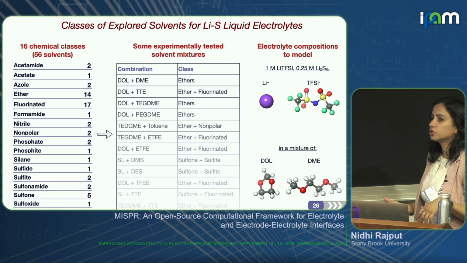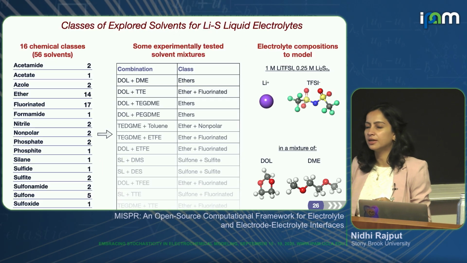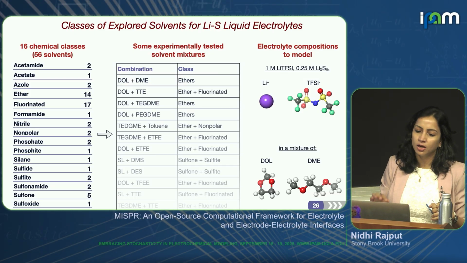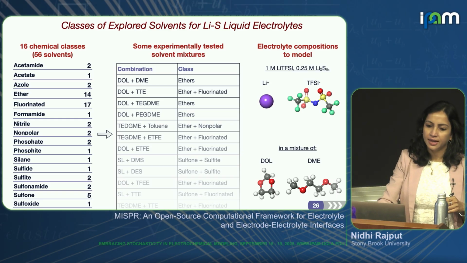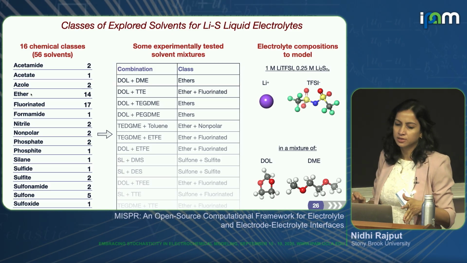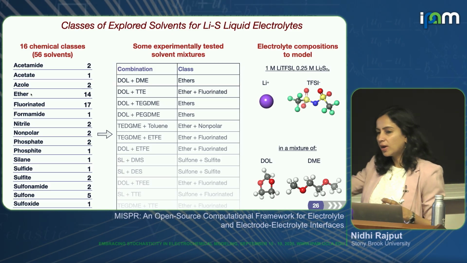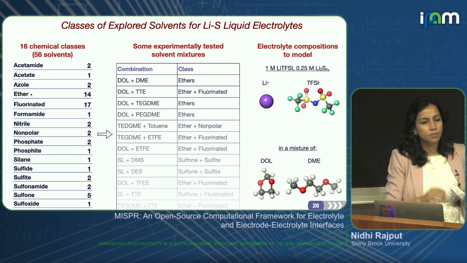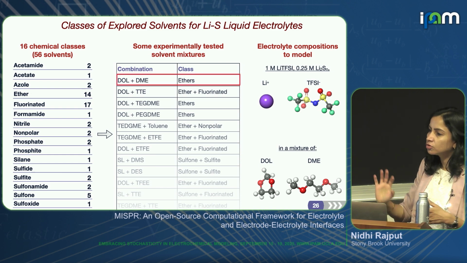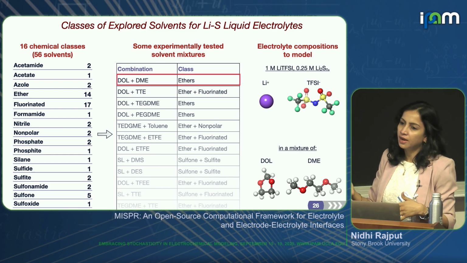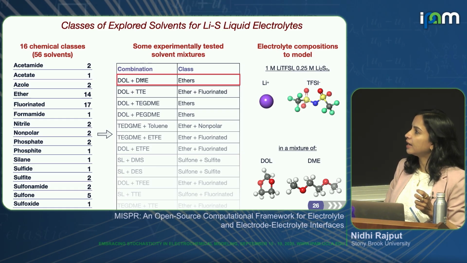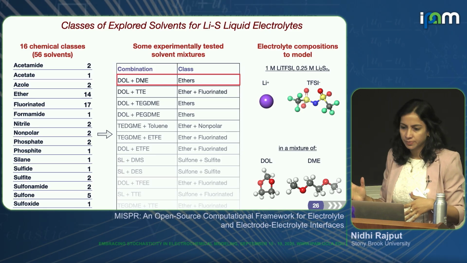So like any other researcher, we dug into the literature and we found that in the last 20 years, only 56 solvents have been tested experimentally for lithium-sulfur batteries, and this spans 16 different chemical classes, including everything from ethers, azoles, sulfonamides. The requirements of lithium-sulfur batteries are more complex than other battery chemistries, so we often end up using a binary solvent mixture. The state-of-the-art solvent mixture is a 1:1 ratio mixture of dioxolane (DOL) and dimethoxyethane (DME), which is an ether solvent mixture.